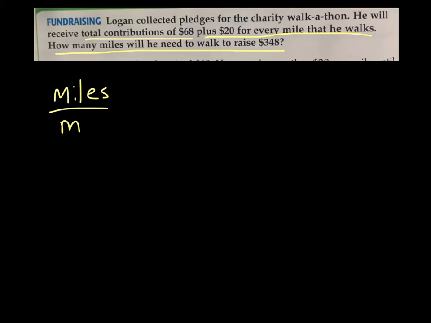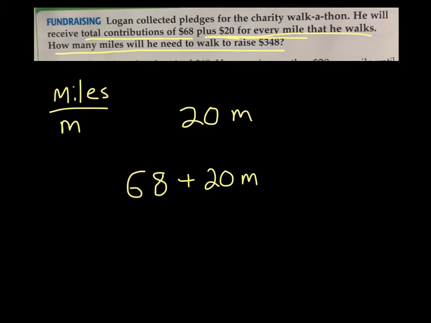Okay, now I know that he has $68 of total contributions. So I'm going to put that down here. Okay. Now I know that he gets $20 for every mile that he walks. So to show that, it would be 20 times M, because it's $20 for every 1 mile. So let's put that into our equation here. So plus $20 for every mile he walks.